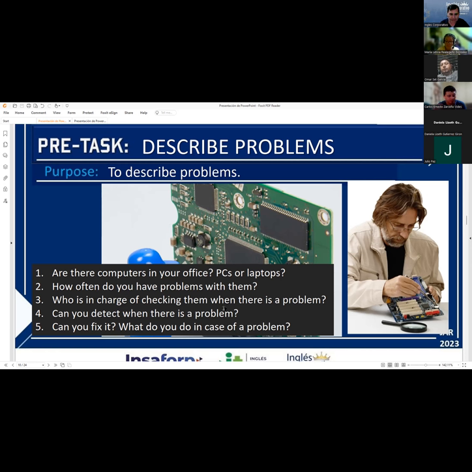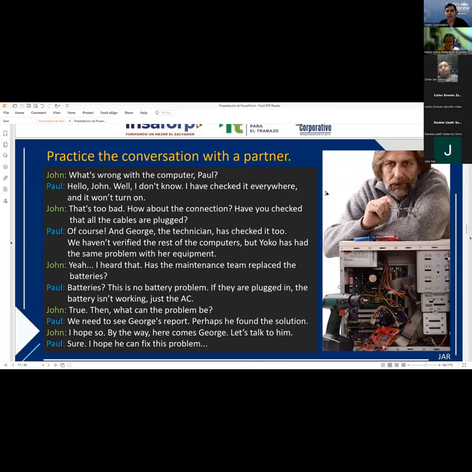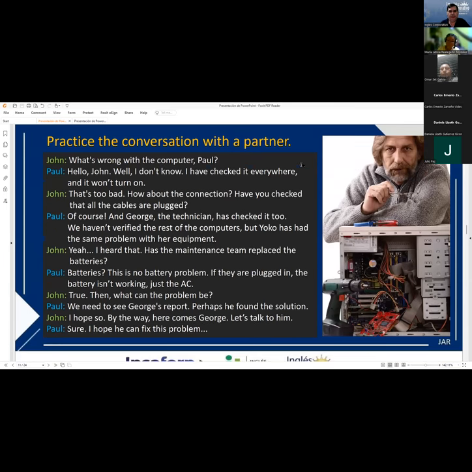Okay, so that is about computers. Good, so let's continue. We're going to practice this conversation.